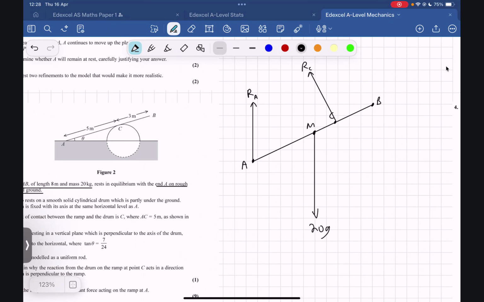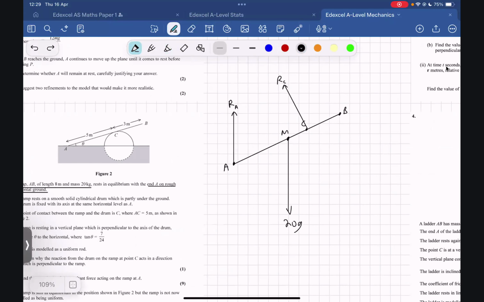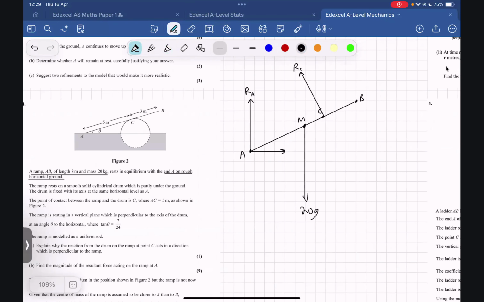And if this ramp was to break and fall and slip, would it slide this way or would it slide this way? Left. So friction opposes the motion, therefore friction is this way. If the ground is rough, then it will stop the plank from slipping, right? So this is equal to mu R_A. Friction is equal to mu, the coefficient, times R.